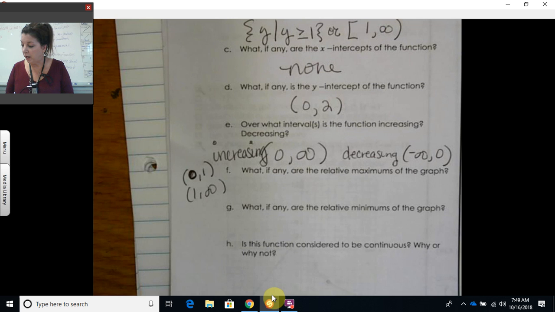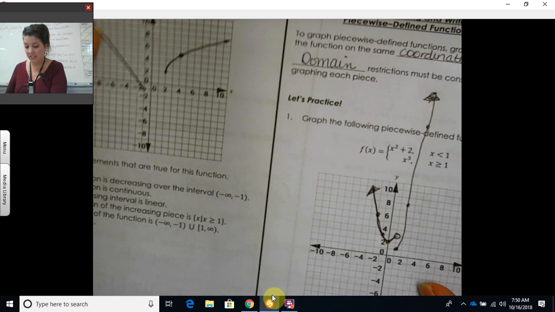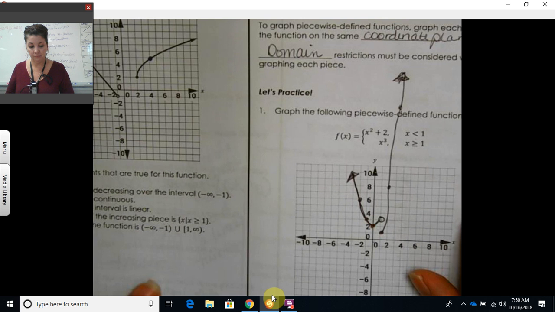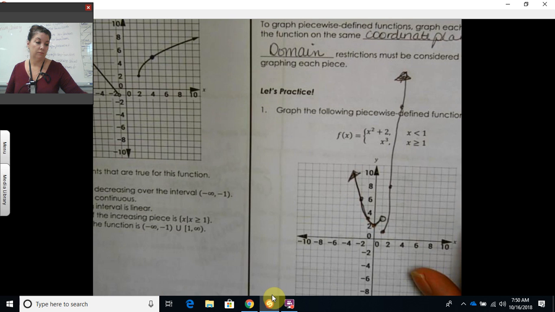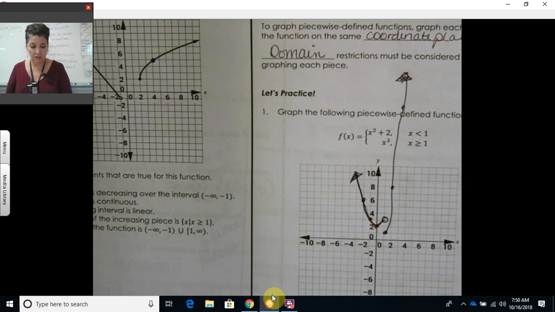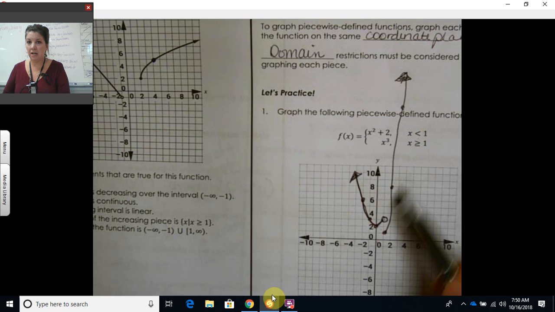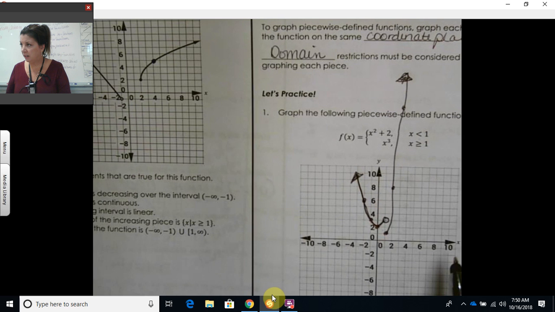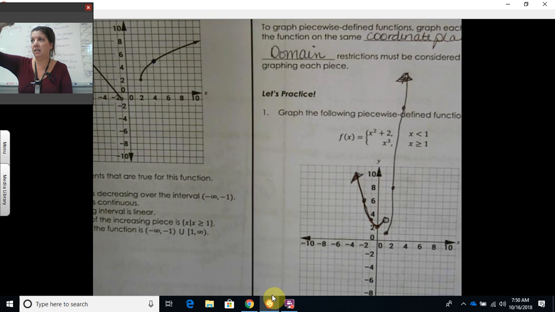What, if any, are the relative maximums of the graph? Do we have any? Well, what do you think they are? There aren't any, because these arrows go up to infinity, so we don't count that as a maximum. And remember, a maximum is when your graph is increasing and then it reaches a high point and then starts decreasing. That's a maximum. Do we have any? No.